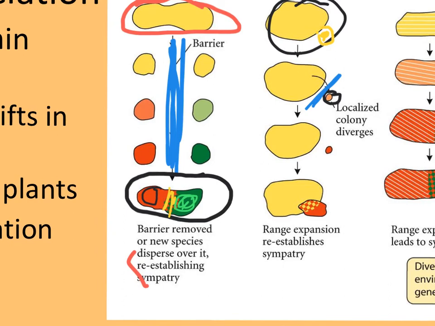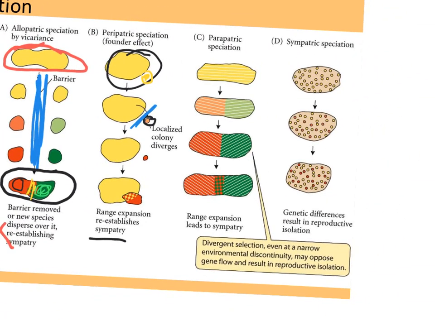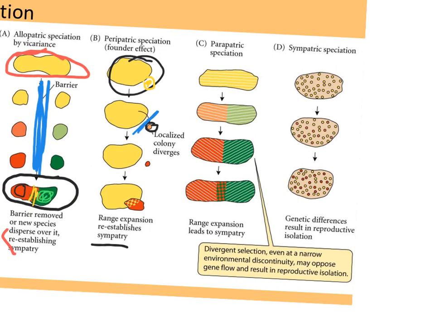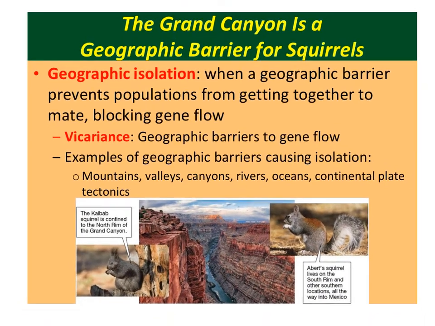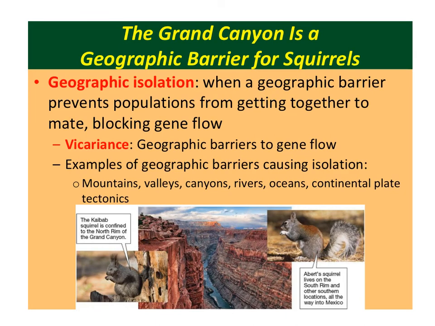So sympatry is within the same location, allopatry, different location. Okay, and then there's something called sympatric speciation. We'll look at that separately later on, and we're not going to talk about parapatric speciation. Okay, so geographic barriers, this is vicariance, right? And this is what we saw before with a Kaibab squirrel and the Albert squirrel.